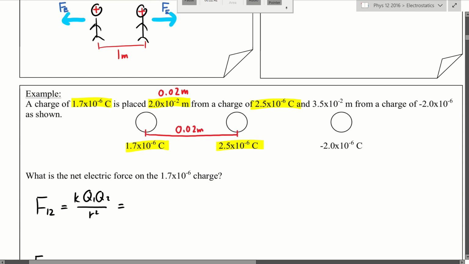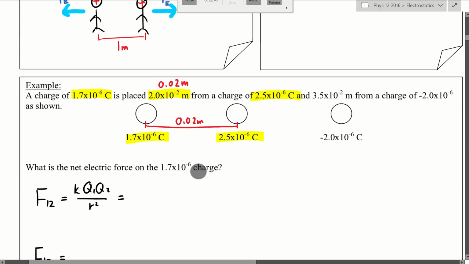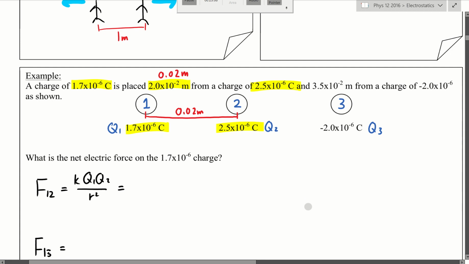0.02 meter. Okay, now we're going to name them. We're going to lose track of them very, very quickly if we don't name them. Let's go with 1 and 2 and 3. From now on, we're going to call them charge 1, charge 2, charge 3. So this is going to be Q1, the charge on the first one, right? Q2, the charge on the second one, and Q3, the charge on the third one. So we're going to call them that from now on. All right. Let's go on.